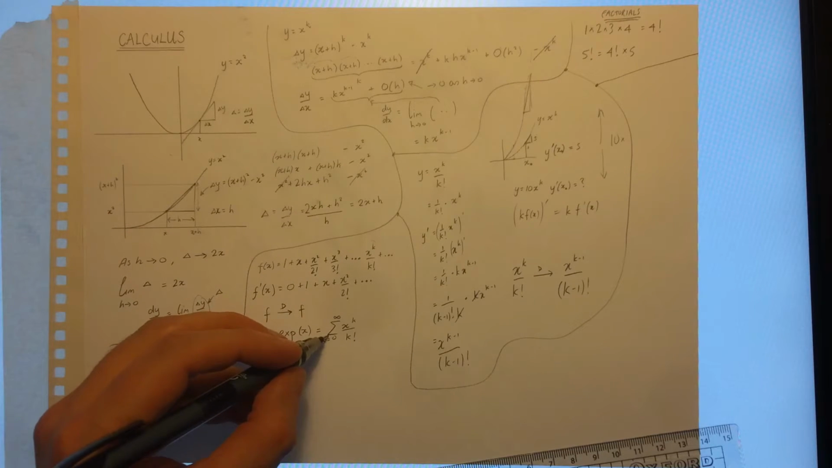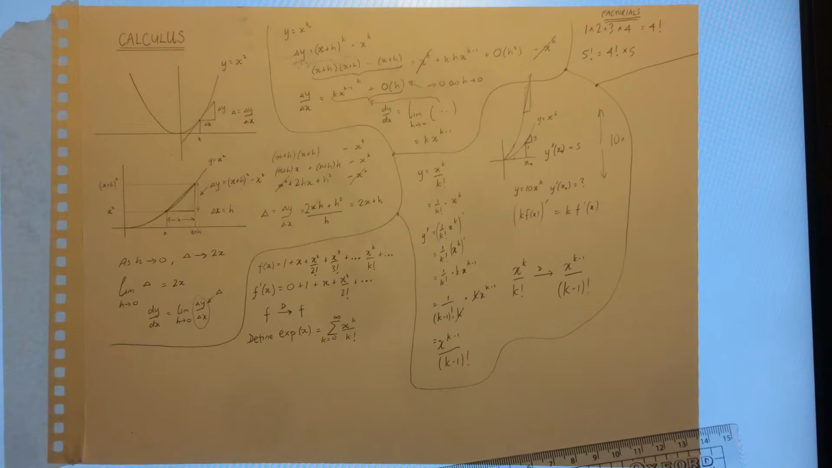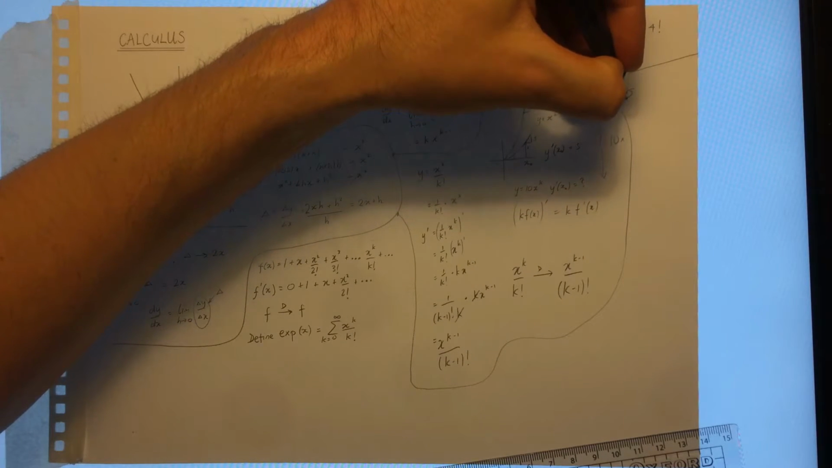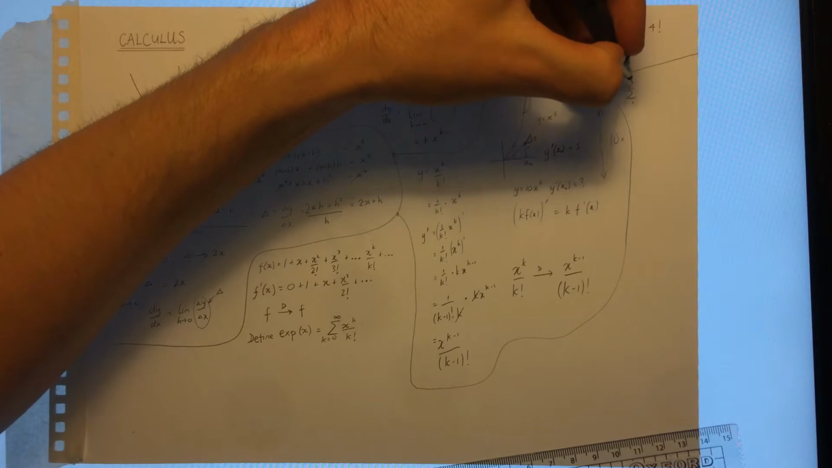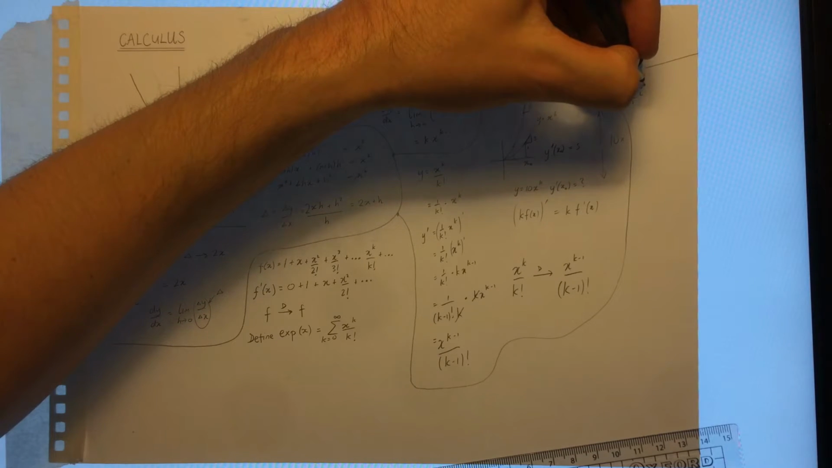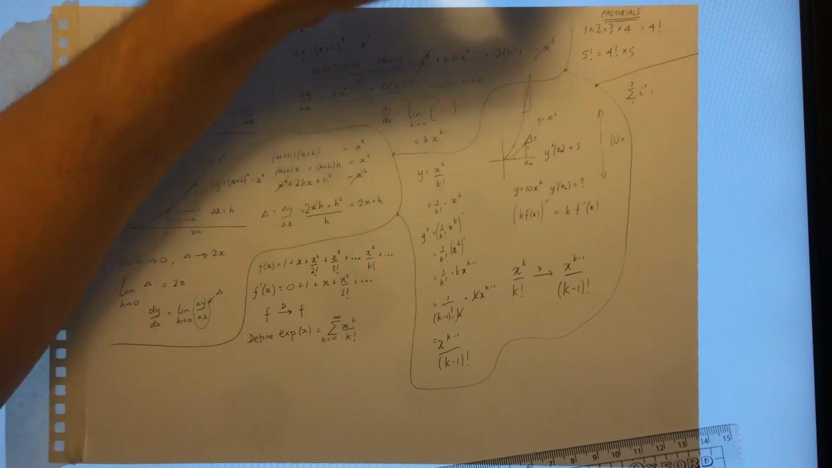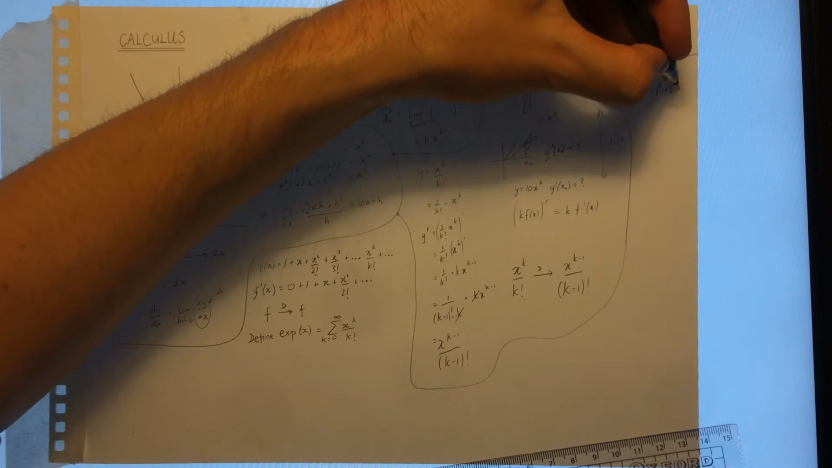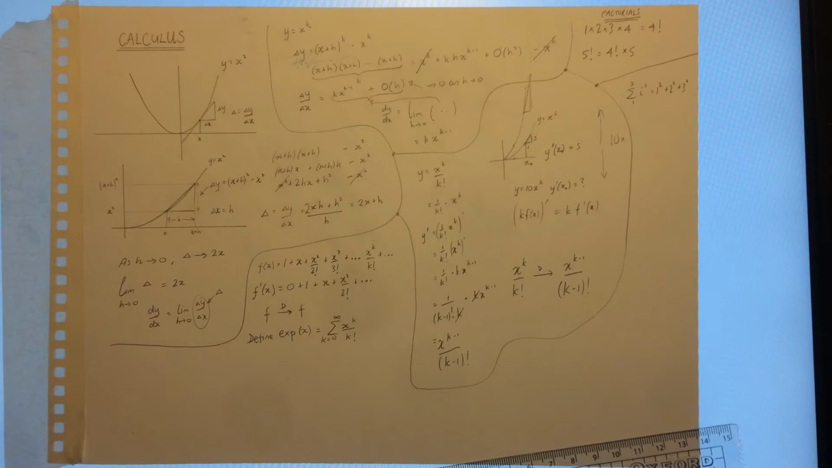If you're not familiar with this sigma notation, it's summing. So the sum from 1 to 3 of i squared is going to be what? 1 squared plus 2 squared plus 3 squared. Yeah?